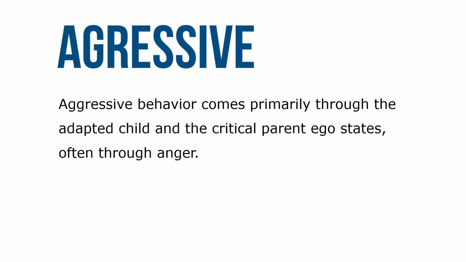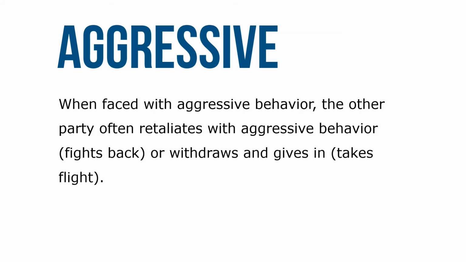Aggressive behavior comes primarily through the adopted child and the critical parent ego states, often through anger. Aggressive people are demanding, tough, rude, and pushy. They're competitive, hate to lose to the point of cheating, and tend to violate the rights of others to get what they want. When faced with aggressive behavior, the other party often retaliates with aggressive behavior, fights back, or withdraws and gives in, takes flight. People often avoid contact with the aggressive person or prepare themselves for a fight when transacting. Abusive employees and supervisors decrease work performance.